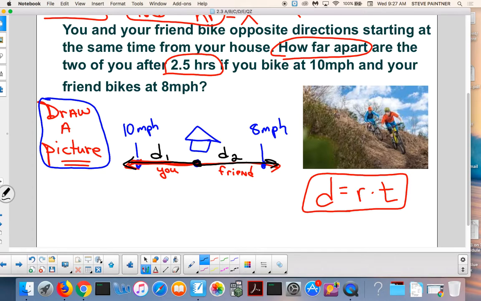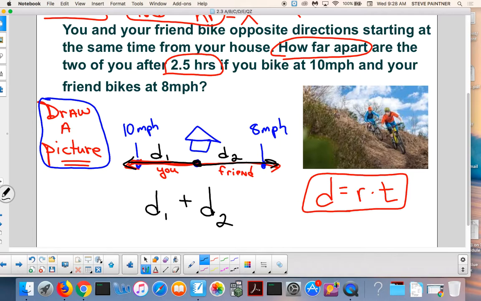Okay? So to get how far apart you two are, how far apart are you? Well, wouldn't it be this distance, D1, plus, you said, right? Plus what? This distance, D2. So wouldn't that be the answer? If I knew the distance, I just add the other distance and I get the answer.